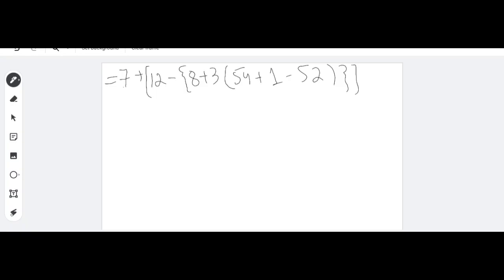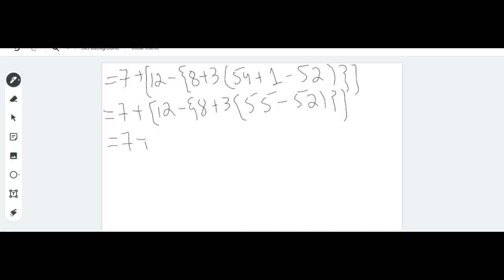Now here I have to do which rule? After the multiplication I have to do the addition. 54 plus 1, 55. 55 minus 52. Then I have to close each bracket. Then what is the answer? The answer will be 55 minus 52 is 3.